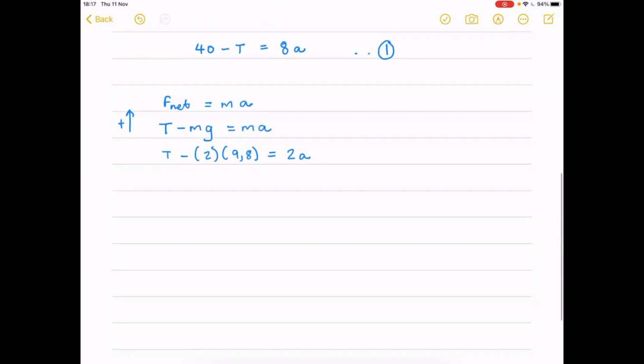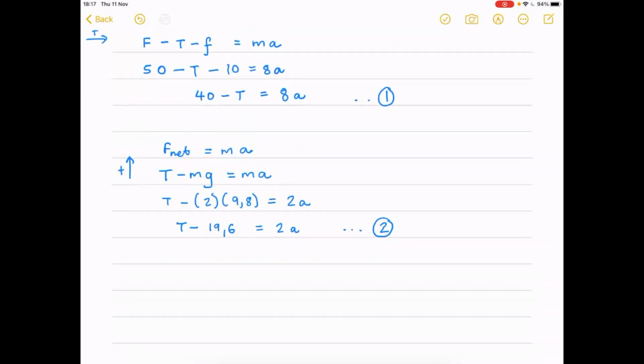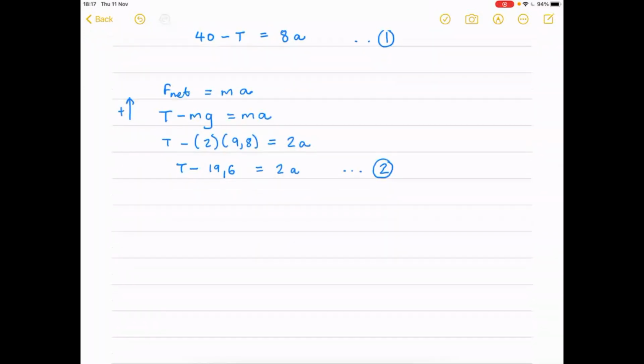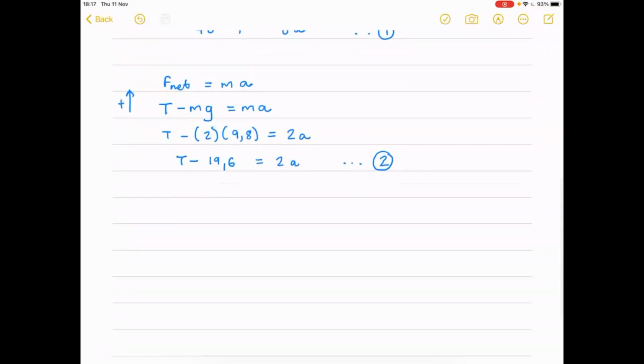So you'll get T minus 19.6 is equal to 2a, and you can call this equation 2. Okay, so we have equation 1 with T and a as unknowns, and equation 2 with T and a as unknowns. We have two equations with two unknowns, so we can solve them. If we look here, you've got minus T in equation 1 and plus T in equation 2. So we could just add equation 1 plus equation 2.